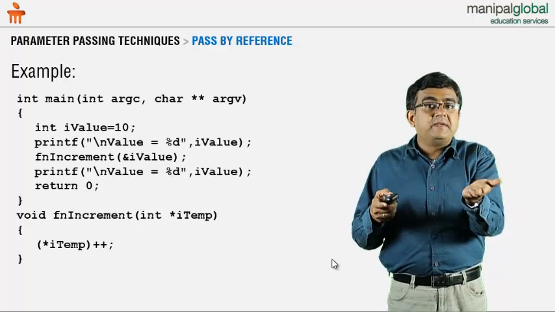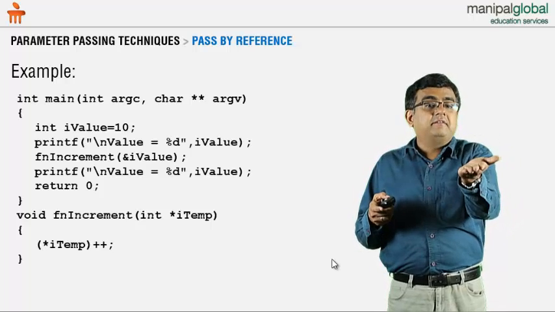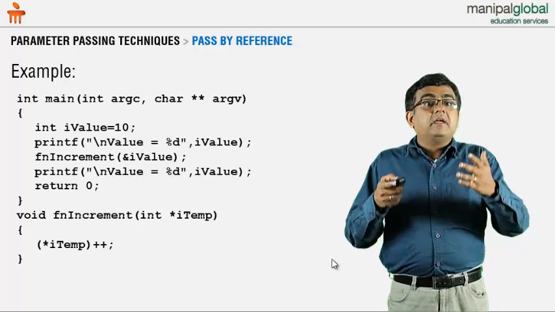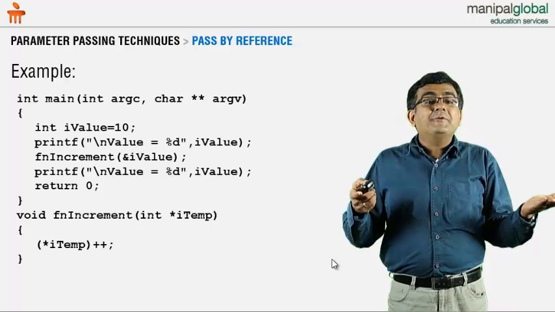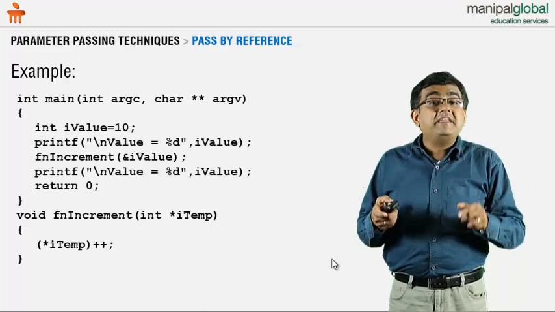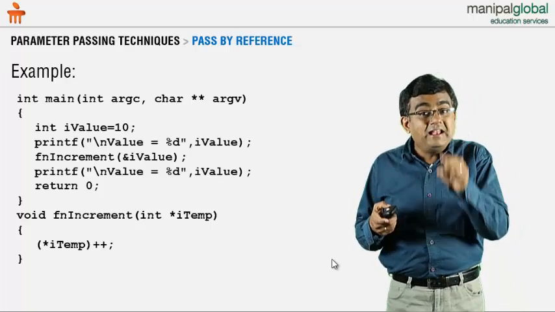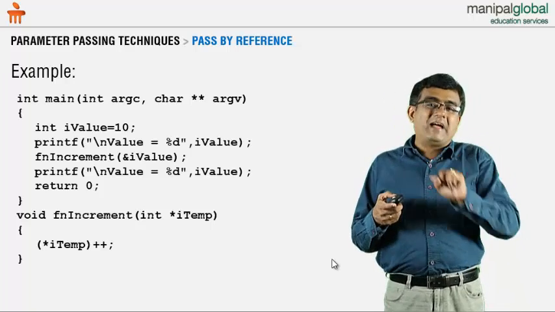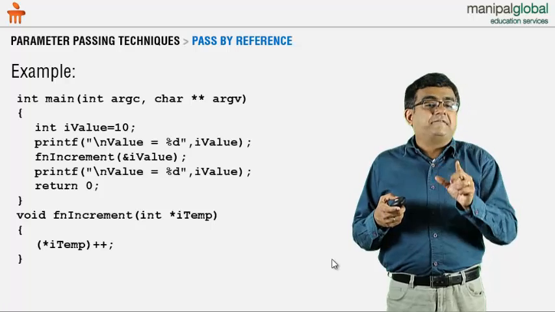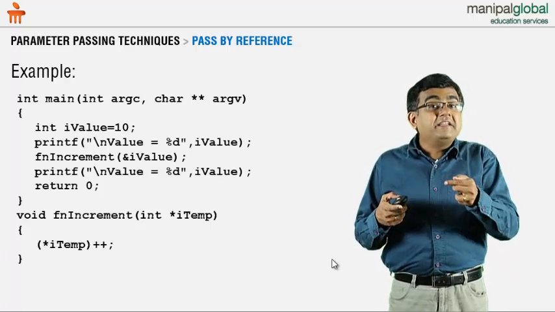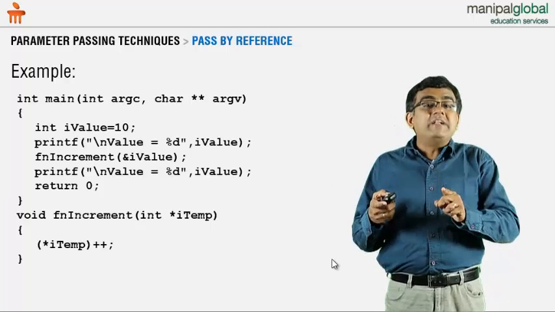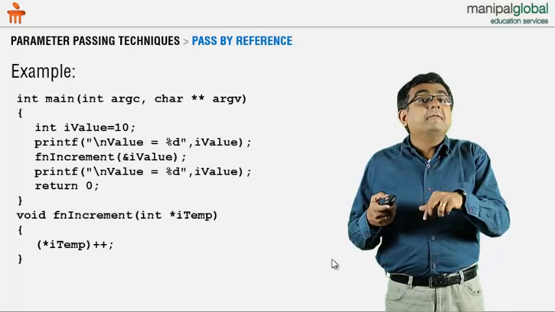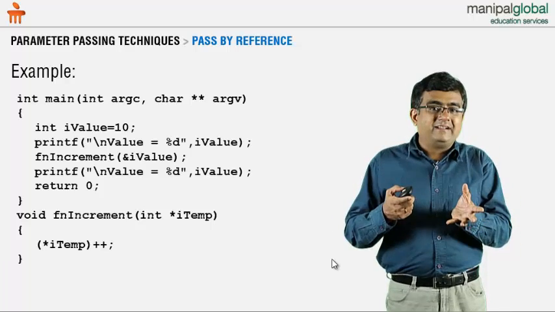You see i value is being declared and initialized with the value 10. Then you're printing the value of i value, but you're calling the function fn increment not with the value of i value, but with the address of i value. That is the key difference. And when you're passing that to fn increment, what you have defined there is a pointer variable. Remember, itemp is of data type int star, right?